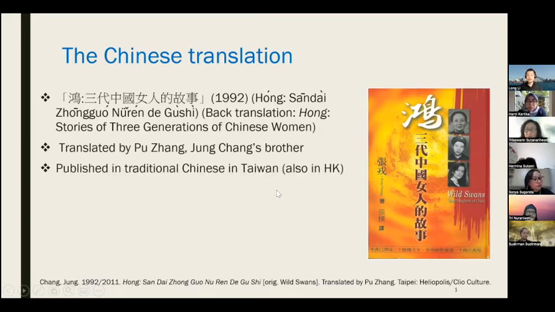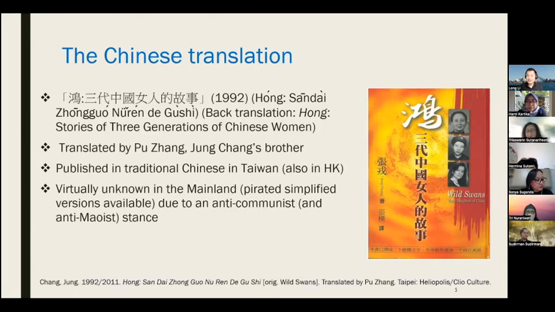It has been published in traditional Chinese in Taiwan, but also occasionally in Hong Kong. But it is virtually unknown in mainland China. And this is mainly because the book Wild Swans takes an anti-communist and anti-Maoist stance, and therefore it has been banned in mainland China, although pirated simplified versions have been available in the mainland Chinese market.